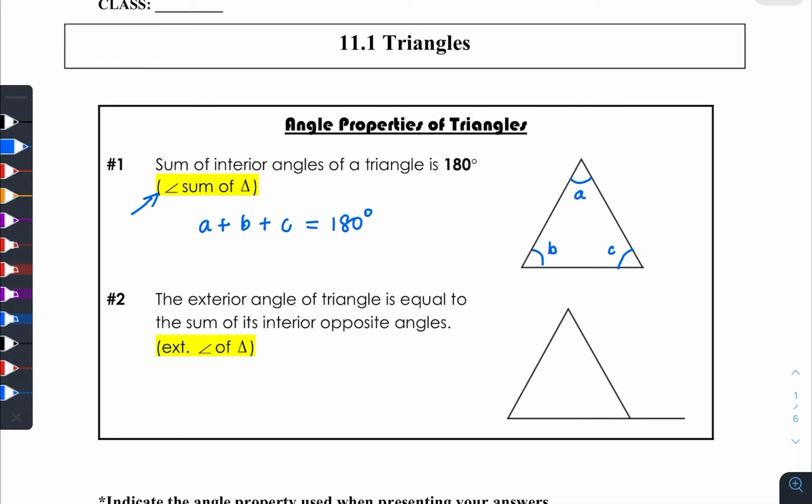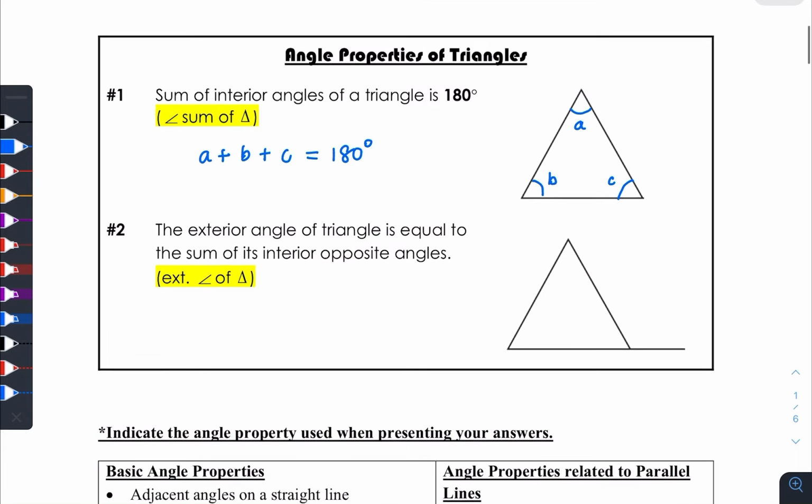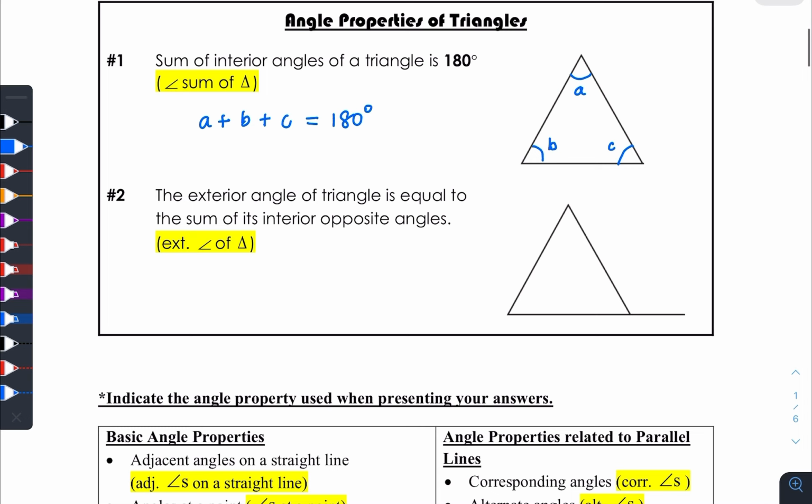Okay. Now next, we have one new property that we're going to see in this chapter, which is called the exterior angle of a triangle. So first, what is the exterior angle of a triangle? It is this angle outside the triangle. So when you have a triangle and you extend out the length over here, this angle outside is called the exterior angle of a triangle.